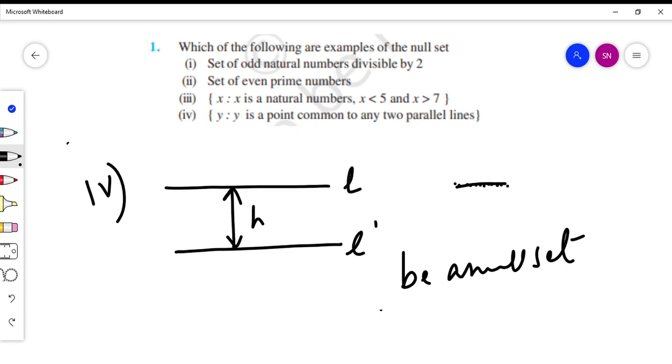Hope this explanation on the first question, all four subdivisions, is understood. If you haven't understood any point or any topic in this particular part, please replay the video until you become very, very confident in your concept.